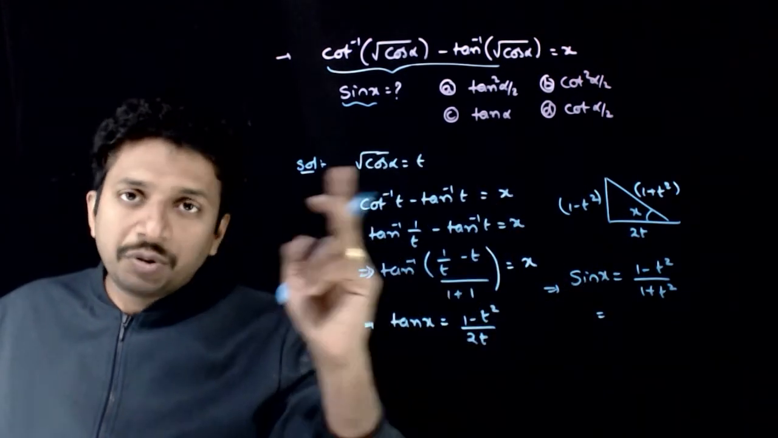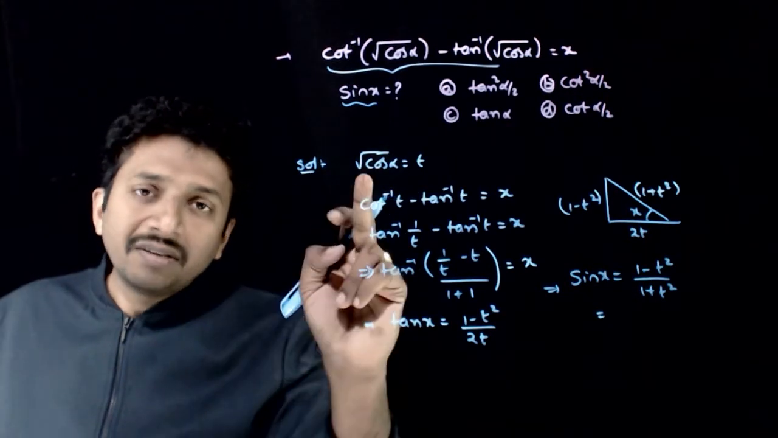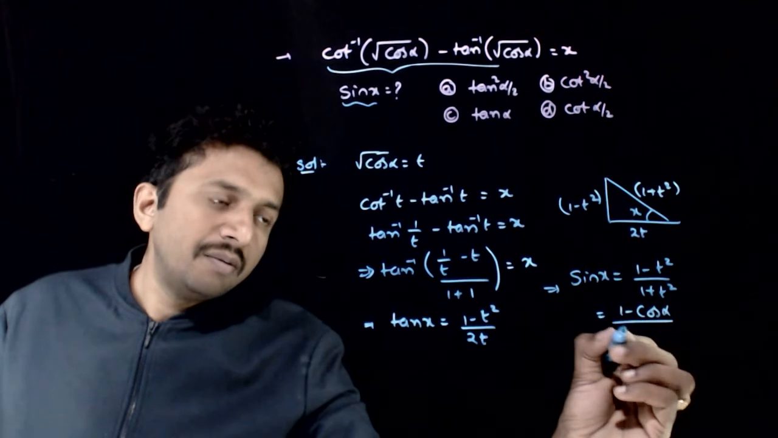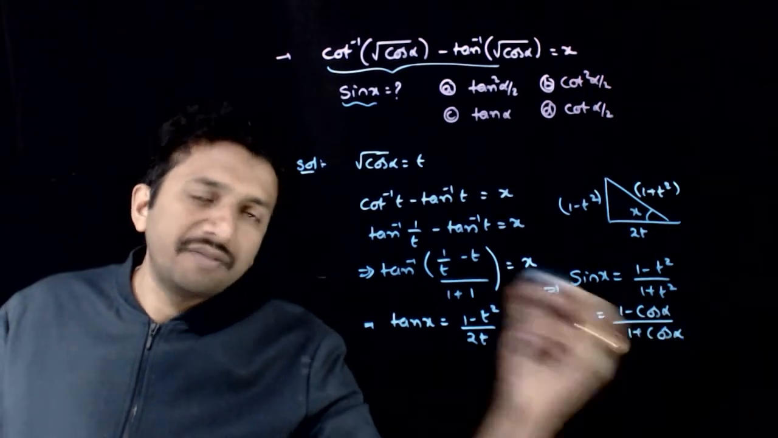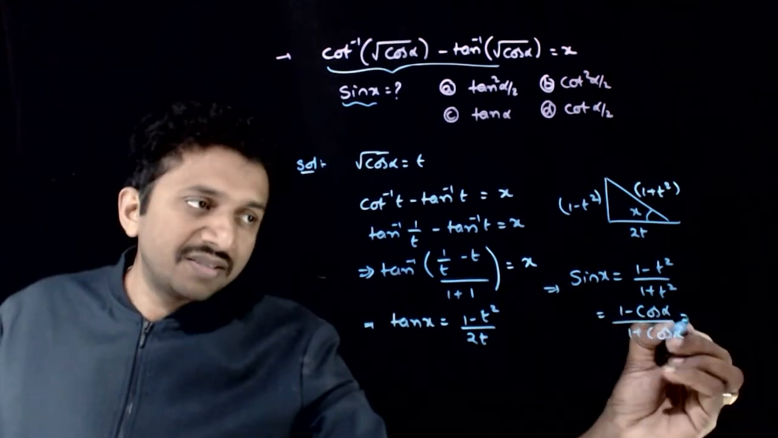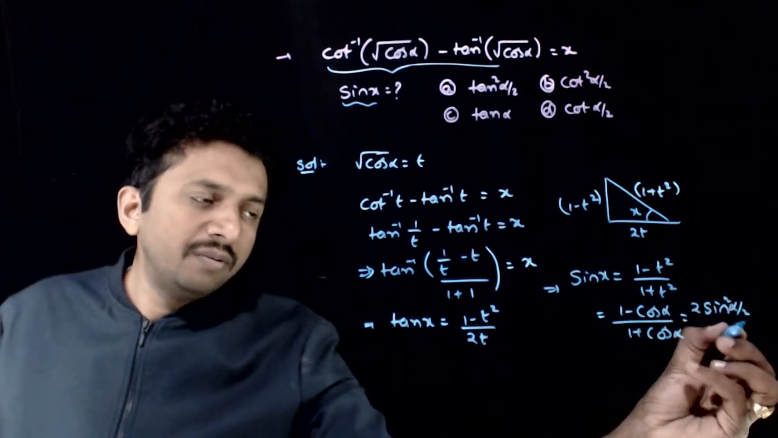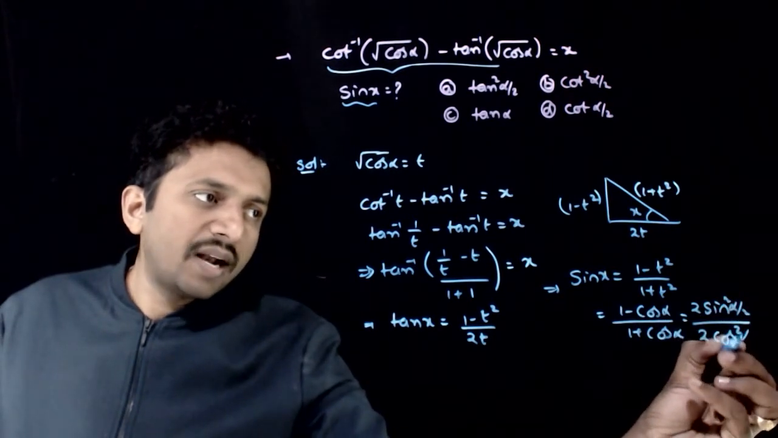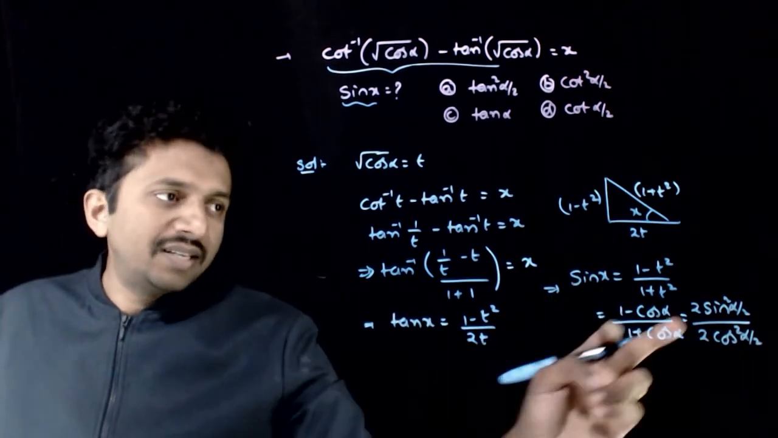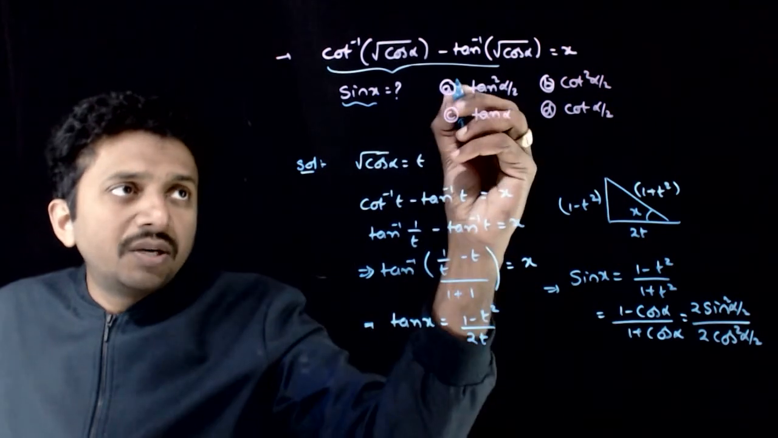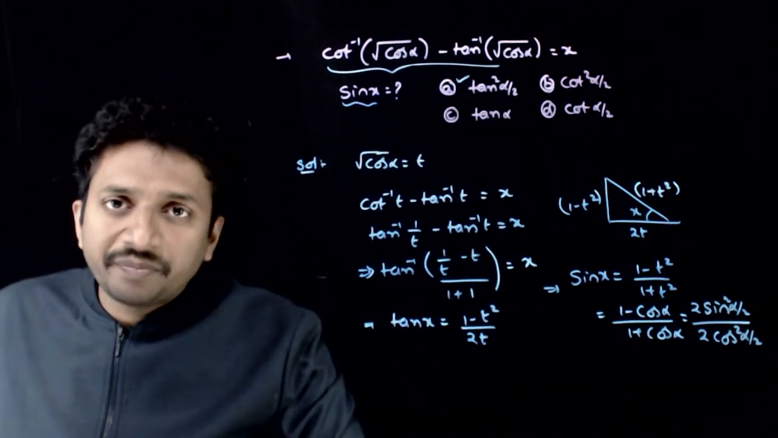So let us back substitute this. T is equal to root cos alpha. T square is cos alpha. That is (1 minus cos alpha) by (1 plus cos alpha). So can you simplify this? Yes. 1 minus cos alpha is 2 sin square alpha by 2, by 2 cos square alpha by 2. That is equal to sin square alpha by 2 by cos square alpha by 2, which is equal to tan square alpha by 2. Thank you.